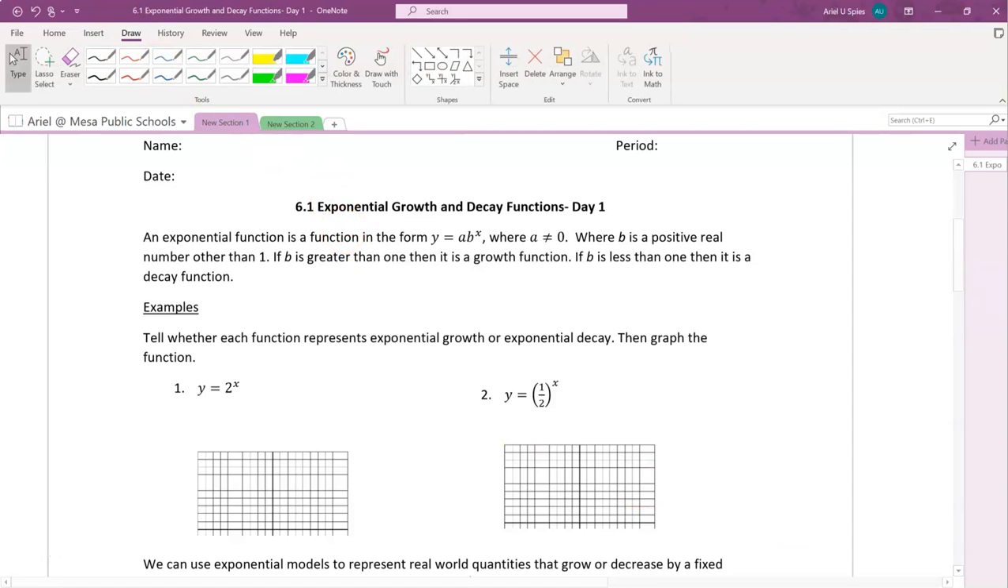Today we're moving on to exponential growth and decay functions. An exponential function is in the form y equals a b to the x, where a doesn't equal 0, and b is a positive real number other than 1. If it's a growth function, if b is less than 1, so between 0 and 1, it's a decimal. I mean, it's a decay. It is a decimal, but it's not what I was meaning to say.